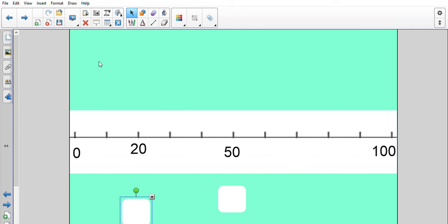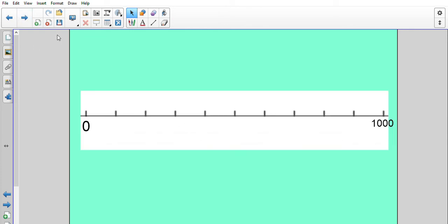Okay, now, a bit trickier this week because we are now moving on to number lines to 1,000. So this one starts at 0 and it finishes at 1,000. So again, I would like you to think about which number would be right in the middle. Where this line is, it's halfway between 0 and 1,000. What does this line represent? Pause the video now to have a think about which number this line represents.